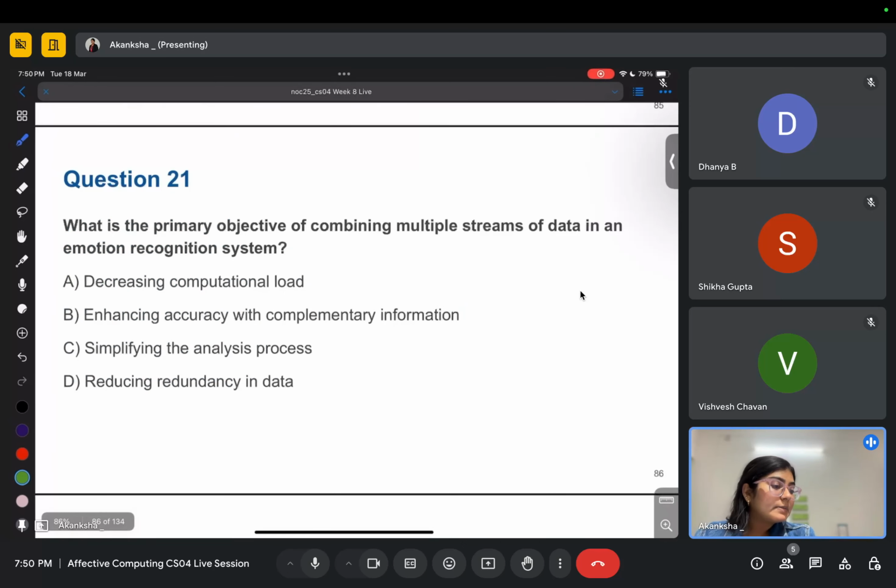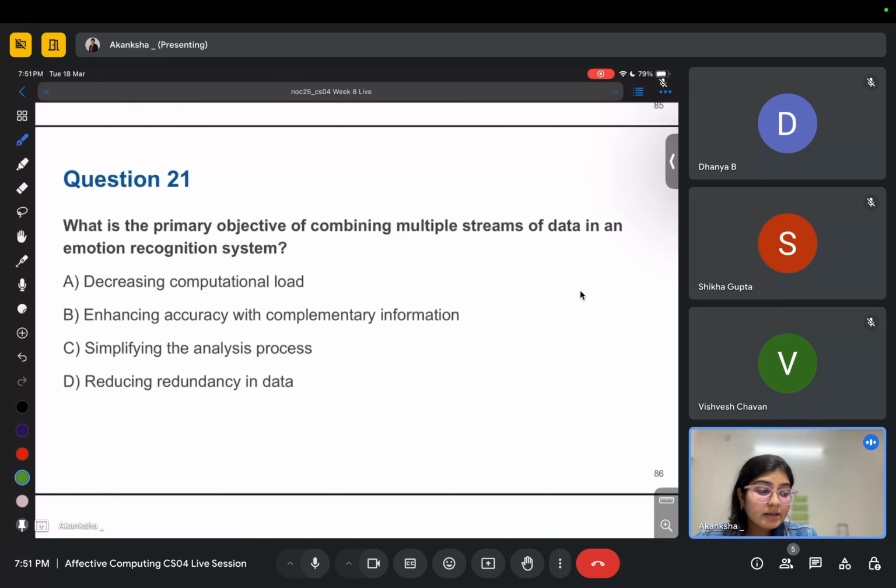Okay, what is the primary objective of combining multiple streams of data in an emotion recognition system, which is exactly the multimodal affect systems, right? Decreasing computational load? No, because ultimately, if you're adding more data, it increases computational load. Second is enhancing accuracy with complementary information, which is correct. C is simplifying the analysis process. No, if you use only one modality, that would be simpler. Instead of using three modalities, it will be more complex, right?